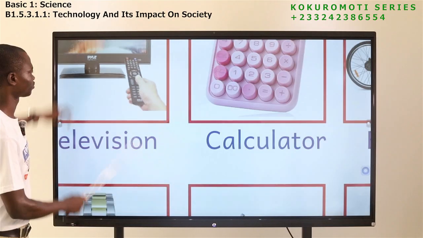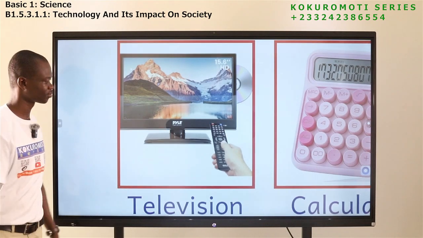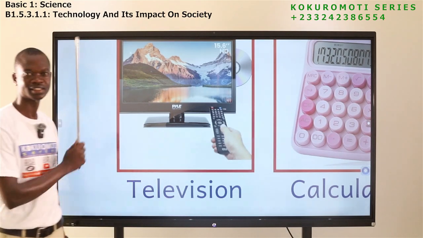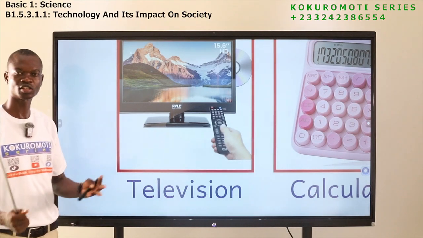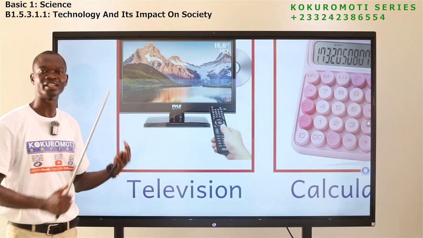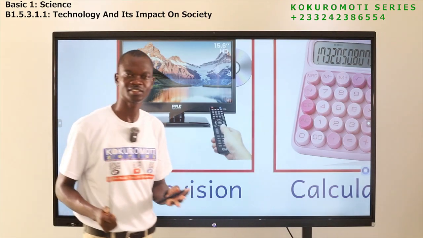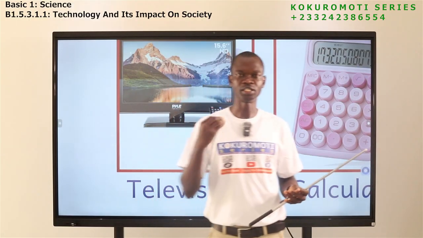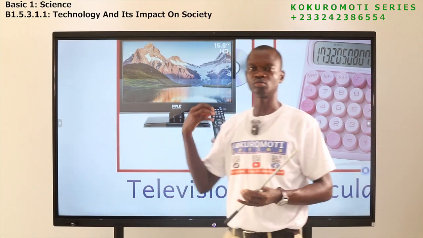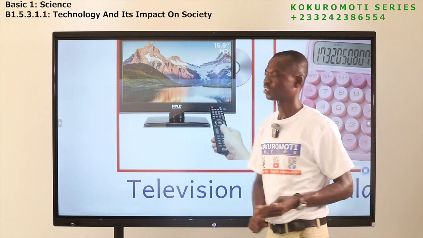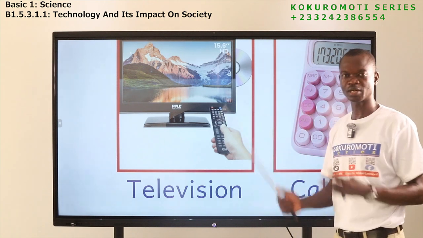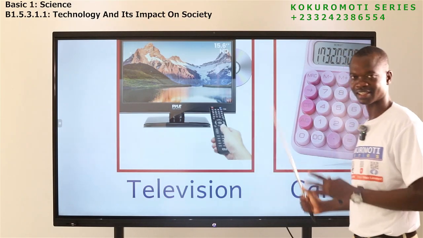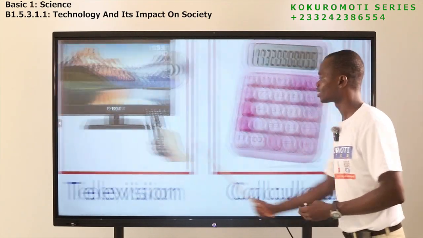Let's look at them. What do you see here? This is television. So because of technology, we have television and it is used to do so many things. You can tell what television is used for. We use television to watch news, to watch football, to watch movies and other things. If you are asked to give examples of technological devices or equipment, we are talking about things like this, for example, television.